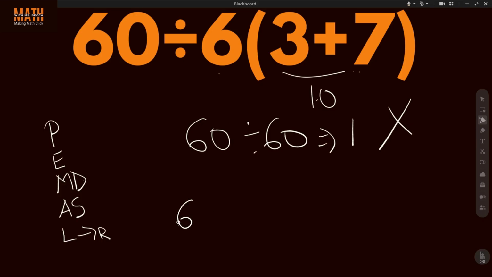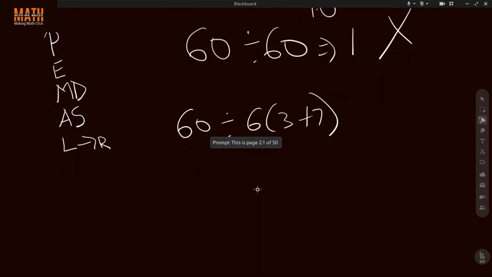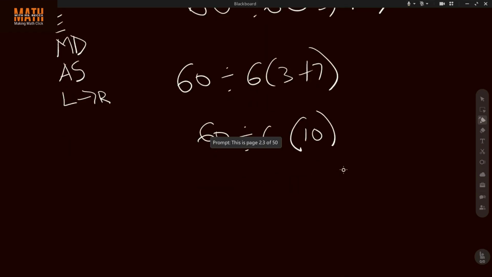We have 60 divided by 6 bracket 3 plus 7. Now parentheses first, right? So this becomes 60 divided by 6 bracket 10. Bracket is the same thing as multiplication. So this gives 60 divided by 6 times 10.